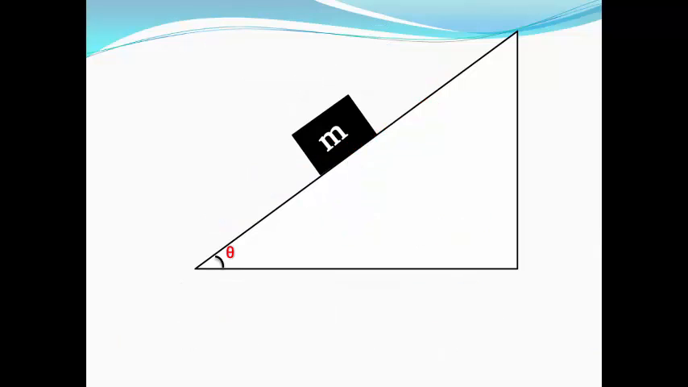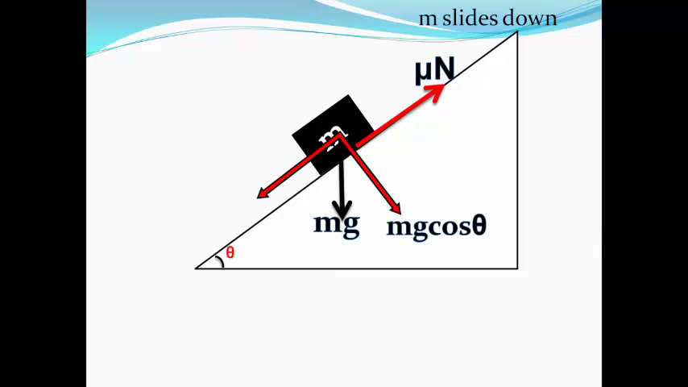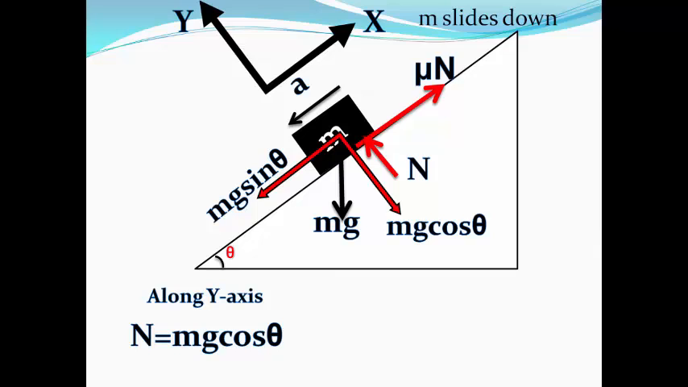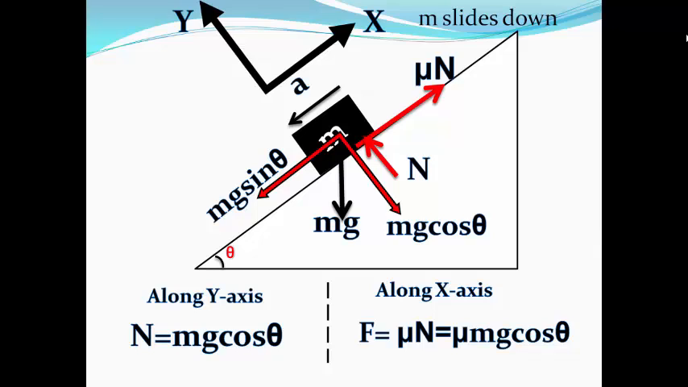Next example. Similar arrangement, but m slides down. In this case, kinetic friction will try to resist this sliding motion. Labeling everything as mg, components cos theta, sin theta, and normal reaction N, choosing the axis x and y, and acceleration down the slope. Therefore, along y-axis N will be equal to mg cos theta, and along x-axis f will be equal to mu N equals mu mg cos theta.